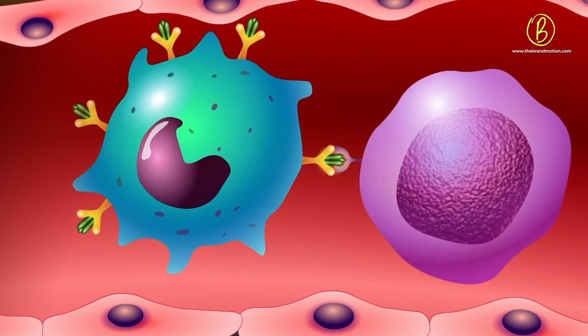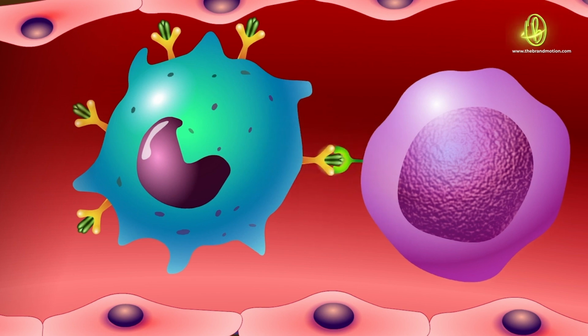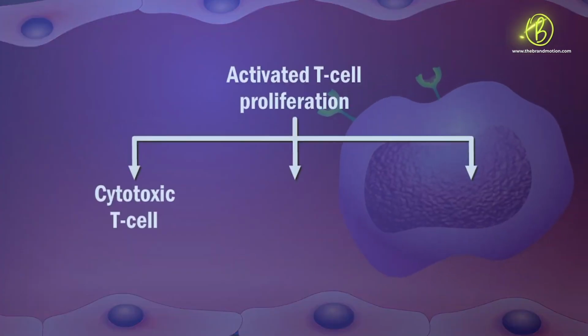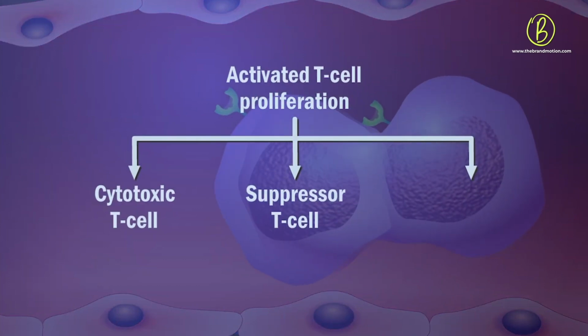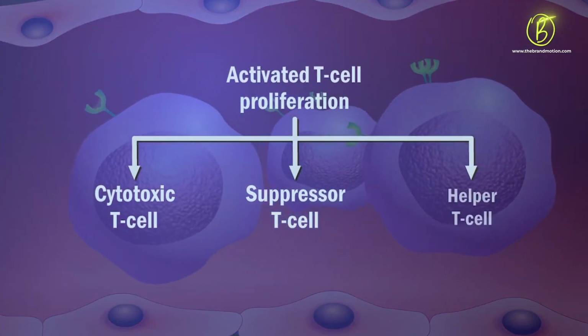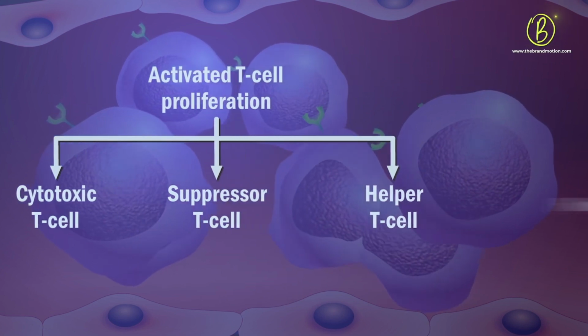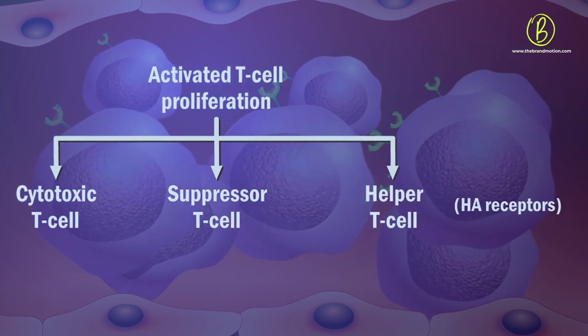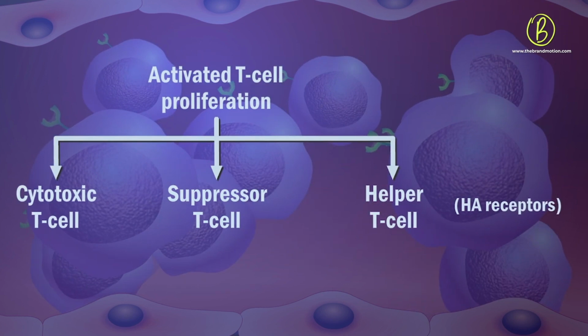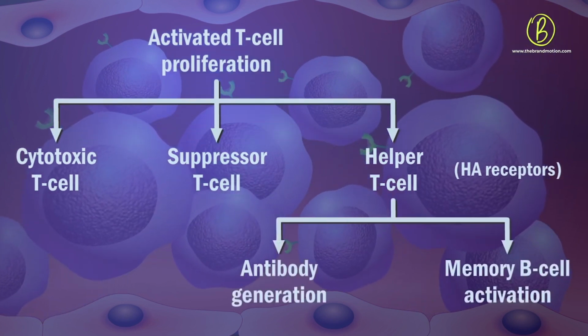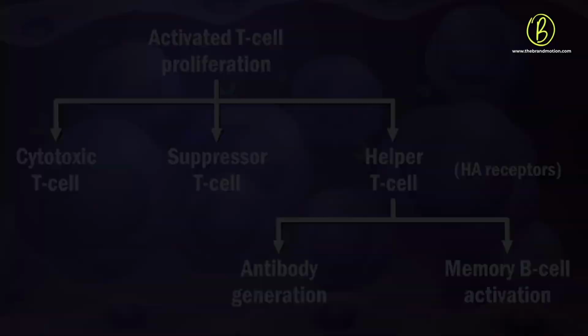T cells are now able to recognize and bind foreign antigens that are associated with the MHC. Upon binding to the MHC receptor, T cells become activated and proliferate into either cytotoxic T cells, regulatory suppressor T cells, or helper T cells. Activated helper T cells express hemagglutinin receptors specific to the vaccine strand on their surface and play a major role in antibody generation and memory B cell activation.